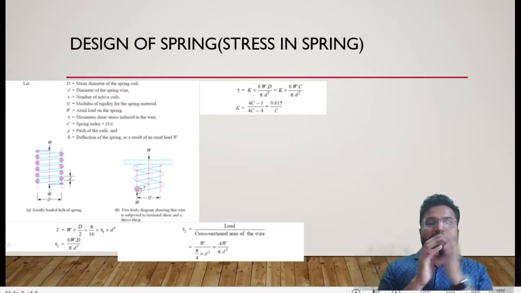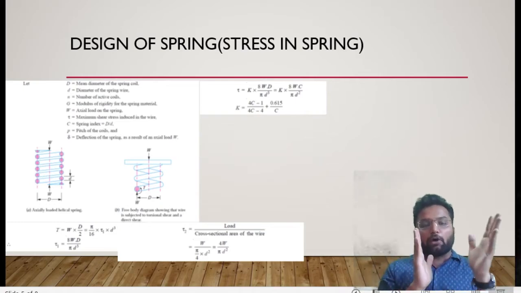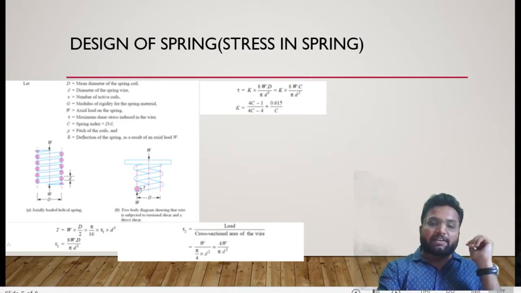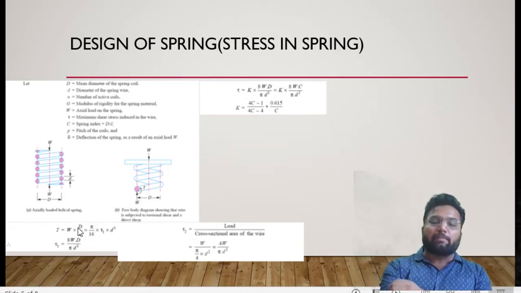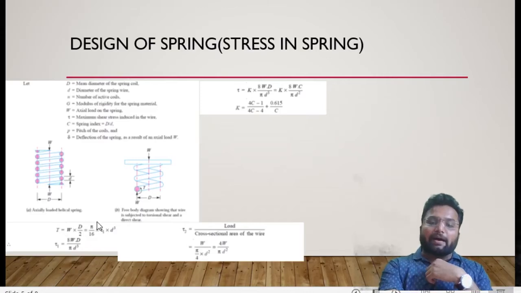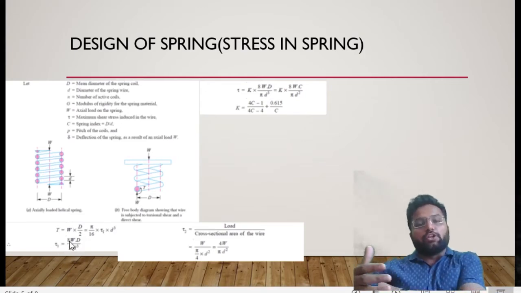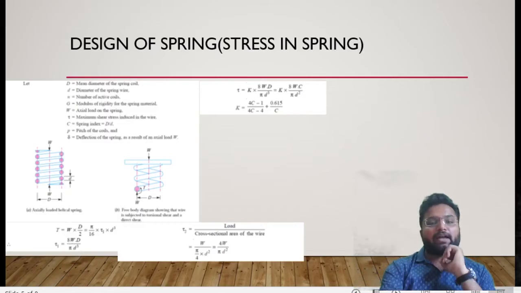So from the equation T/J = tau/R, we can find this equation, where T is nothing but W into D by 2, which is represented by the twisting moment, which equals pi by 16 shear stress into d cubed. Clear? So ultimately, shear stress due to this load can be represented by 8WD upon pi d cubed.